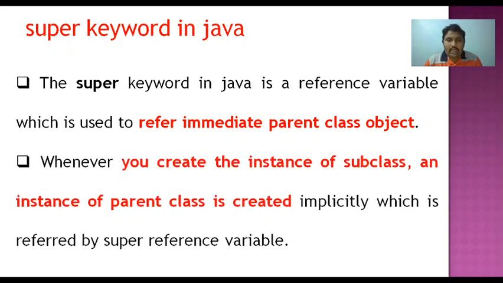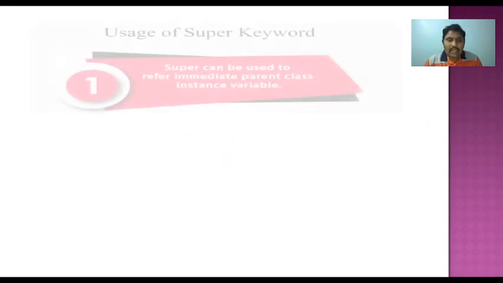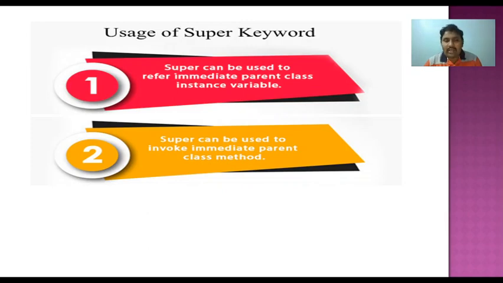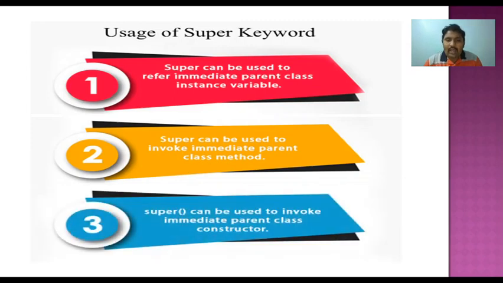Whenever you create an instance of a subclass, an instance of the parent class is also created implicitly, which is referred to by the super reference variable. So basically, the super reference variable has three purposes. The first one is that super can be used to refer to the immediate parent class instance variable, the second is that super can be used to invoke the immediate parent class method, and the third is that super can also be used to invoke the immediate parent class constructor. Let us see these three uses with different programs.